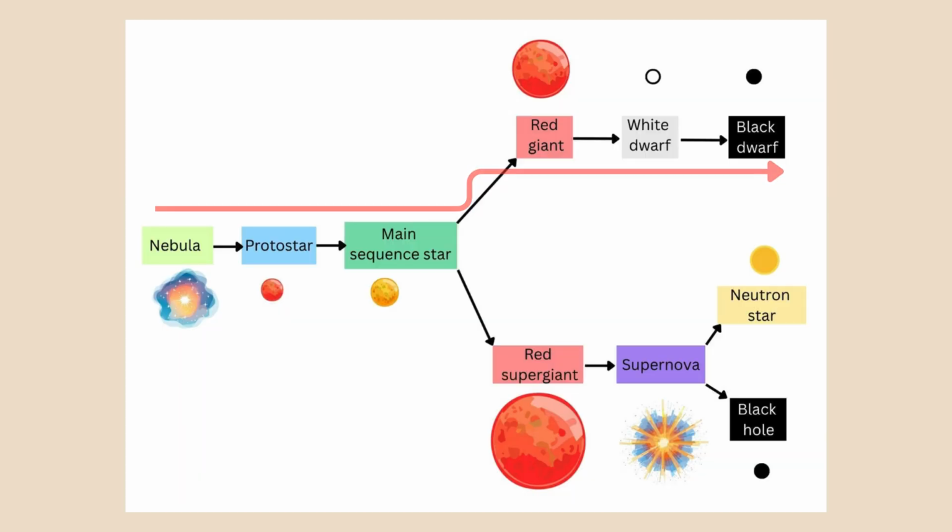So we have a summary page here showing the stages from a nebula to protostar to main sequence star to red giant to white dwarf and finally to a black dwarf.